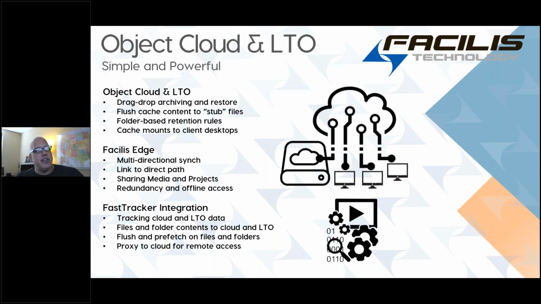Files and folder contents to cloud and LTO. So we can, through FastTracker, move files or copy files on a file level, on a folder level, through our desktop browse directly to cloud or LTO without having to go into the drive and find the folder and copy it yourself, drag and drop, or whatever other means.